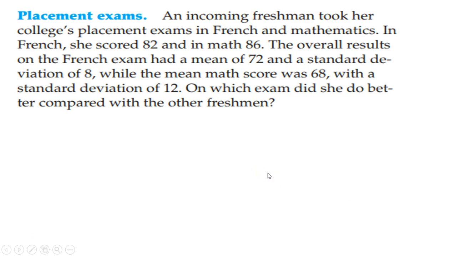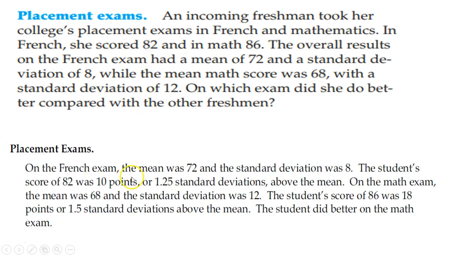An incoming freshman took her college placement exam in French and mathematics. In French, she scored 82 and in math an 86. The overall results on the French exam had a mean of 72 and a standard deviation of 8, while the mean math score was 68 with a standard deviation of 12. On which exam did she do better? Because comparatively speaking, you look at it and say, ooh, 82, but comparatively to everyone else who took that exam, how did she do?